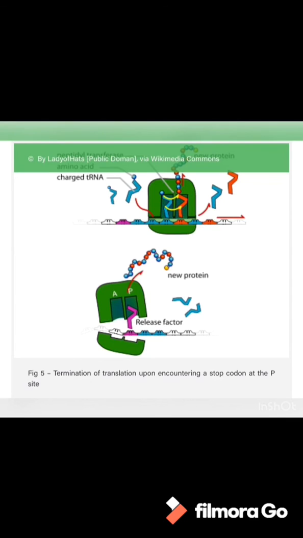A stop codon enters the A site. No tRNA molecules bind to this codon, so the peptide and tRNA in the P site become hydrolyzed, releasing the polypeptide into the cytoplasm. The small and large subunits of the ribosome dissociate, ready for the next round of translation. The polypeptide produced undergoes post-translational modification before becoming the fully active protein.